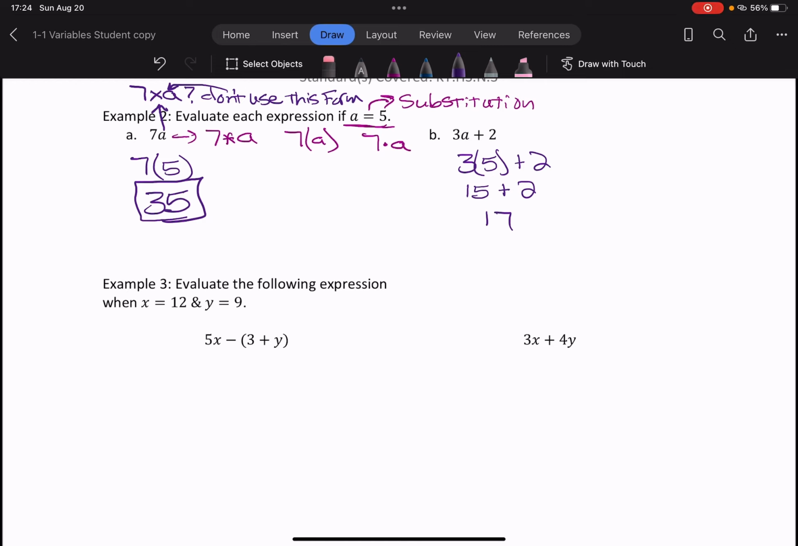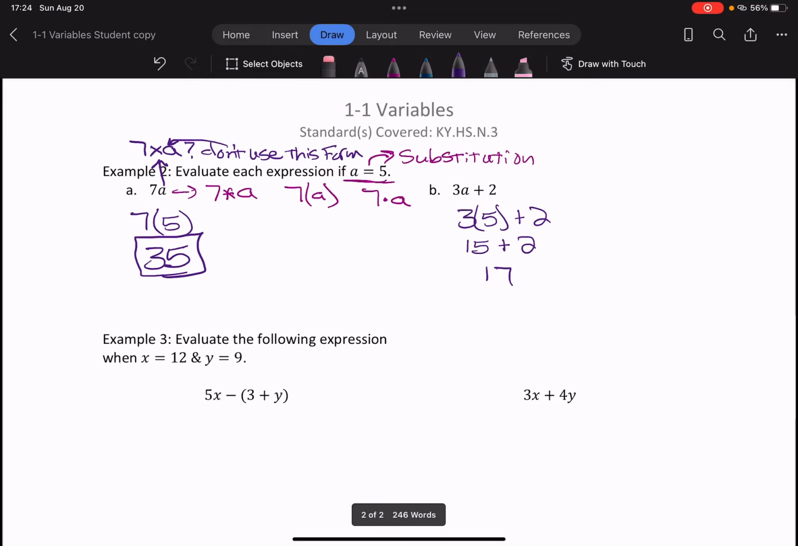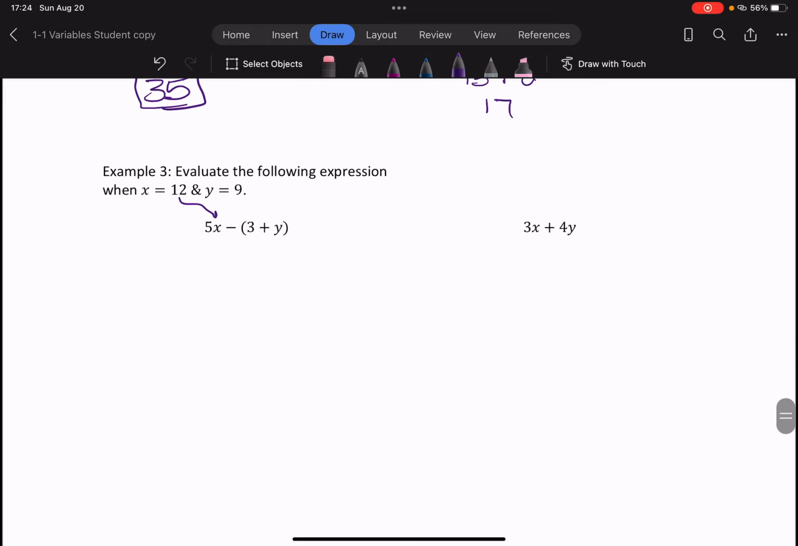So now we'll look at example 3. Example 3 just has x equals 12 and y equals 9. So I know that I can take the 12, put it where the x is, and the 9 and put it where the y is. So when I put those in, the first thing I'm going to do is substitute. So we'll do 5. Let me erase that real quick. We'll try this again. 5 times 12 minus 3 plus 9.